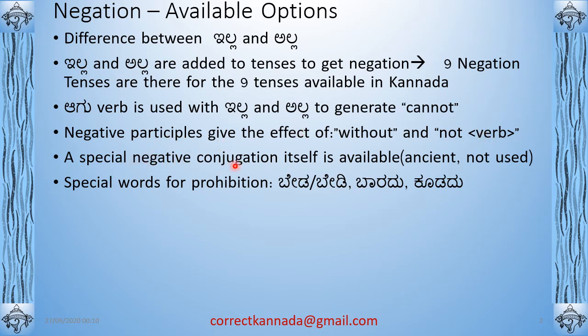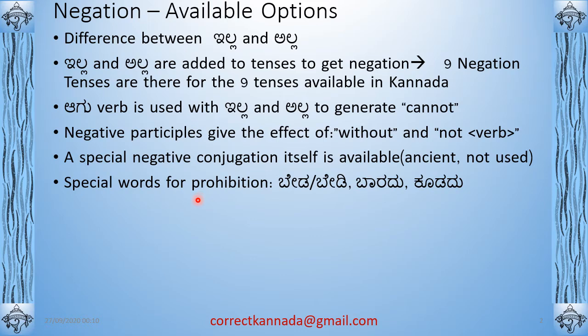Then a special negative conjugation is there, meaning just like you have your simple present tense, simple past tense, like that, there is a negative conjugation as well for every verb. But this is a very ancient usage and it is not used nowadays. Nowadays, most of the negation is done using either the agu form or by putting illa and alla to the tense itself. So this negative conjugation has become obsolete, I would say. Then there are special words for prohibition like beda, bedi, baradu, kudadu, like that. So we will deal with this as well in one of the slides.